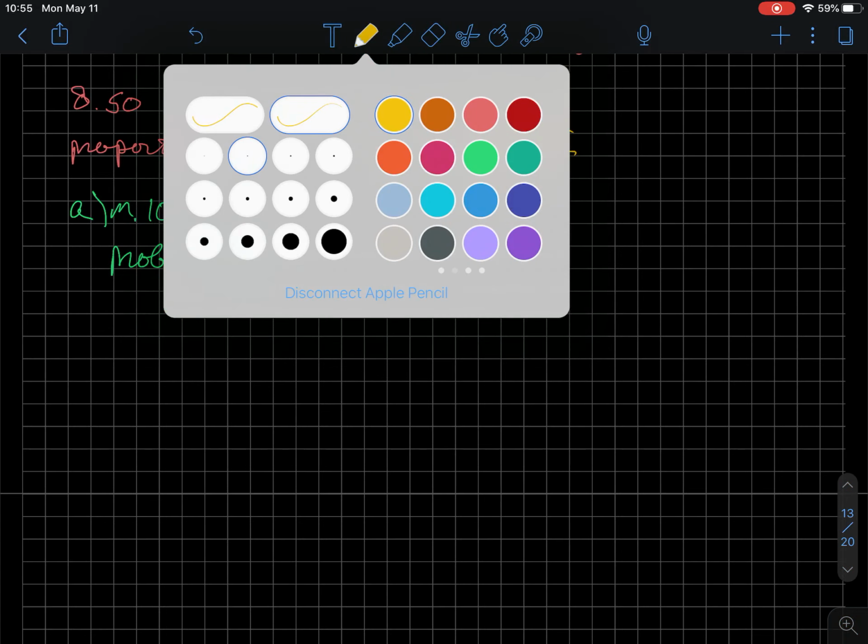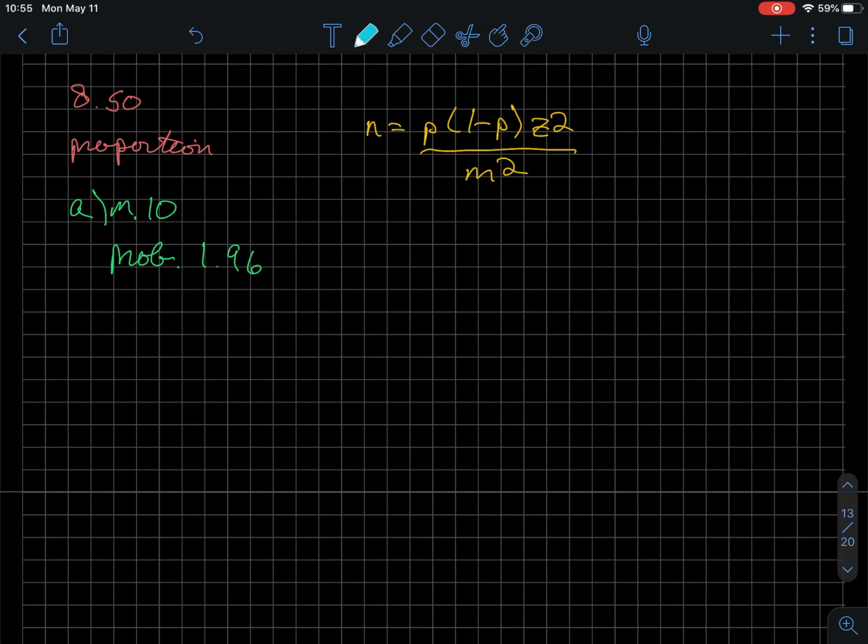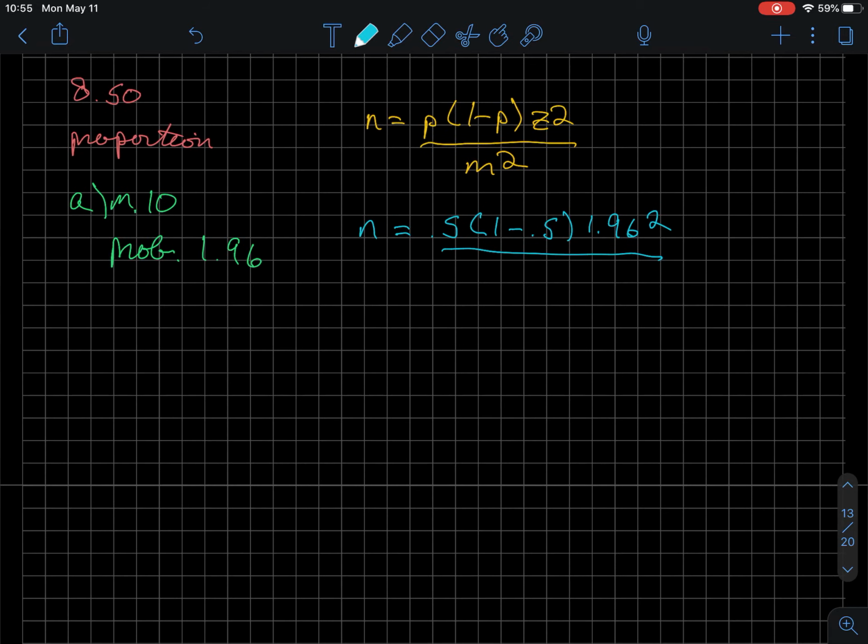And so for A, the way that we're going to approach solving this is, again, we don't know what that estimated proportion is, so we use 0.5. So this is equal to 0.5 times 1 minus 0.5, 95% probability, so we know this is 1.96 squared divided by 0.1 squared. And we would get, for number A, the answer is going to be 97.